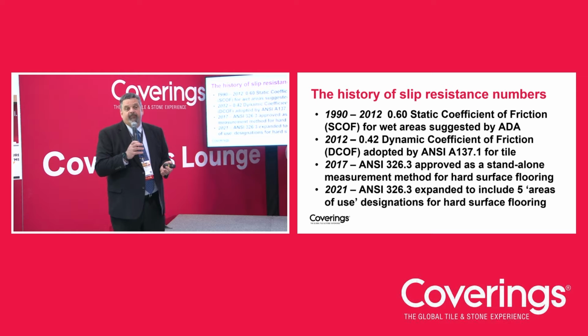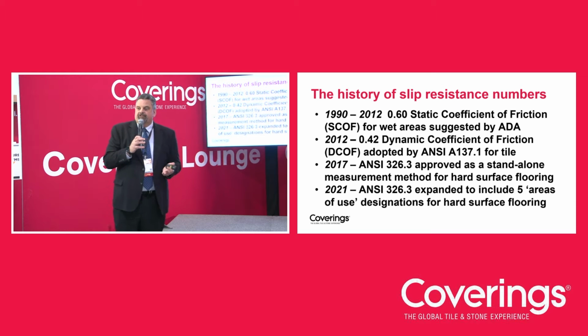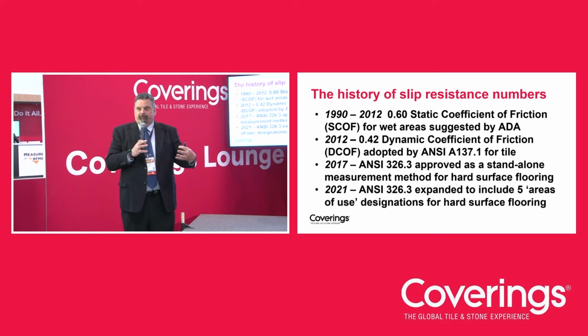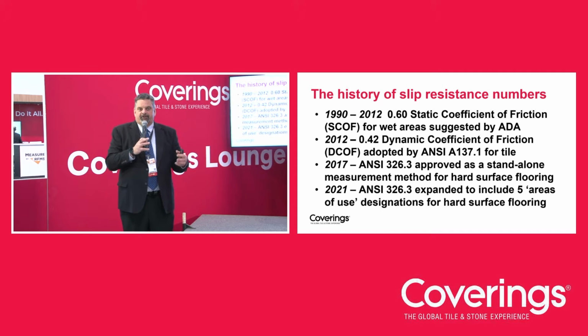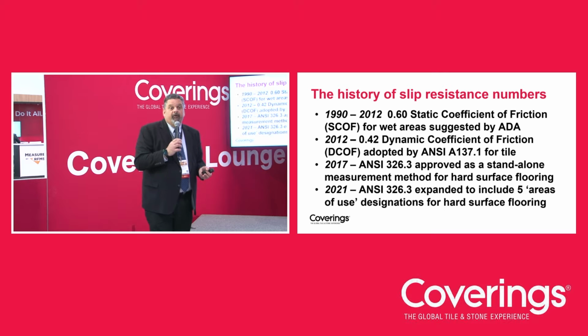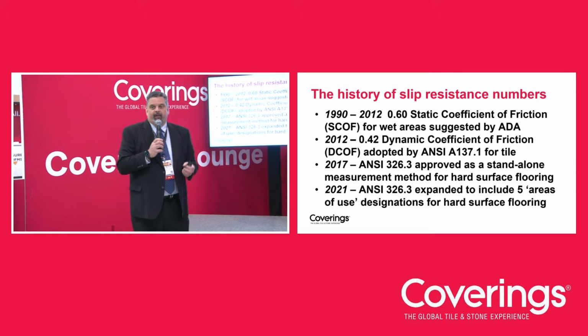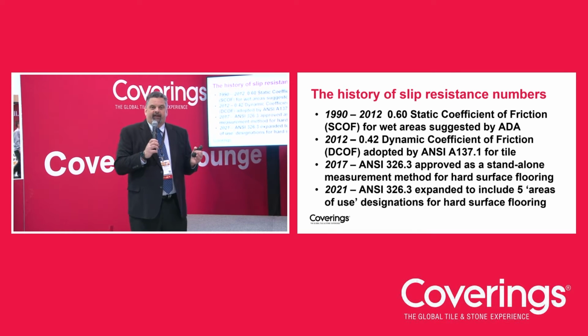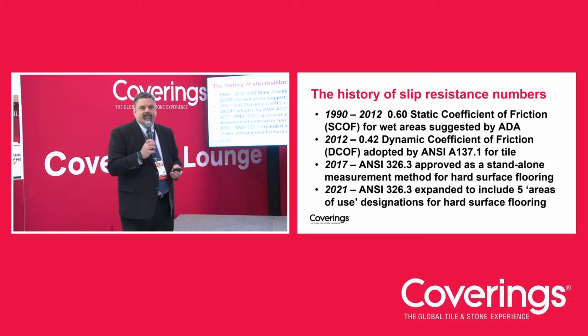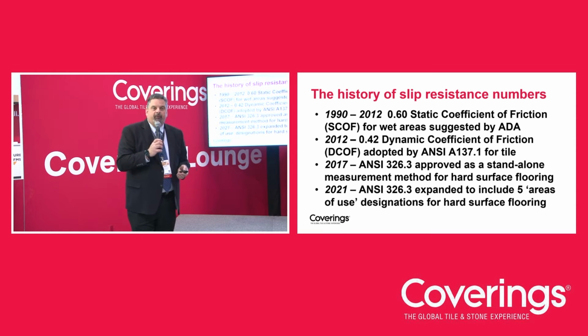The first device measured what we called static coefficient of friction. It was literally just a box full of some electronics, and we would pull it, and when it started to move, we figured that's the amount of resistance to friction there was. That's what they call a static coefficient of friction. And if you've been around the industry for a while, you may remember that 0.6 COF number. That was the big driver from 1990 up till about 2012.